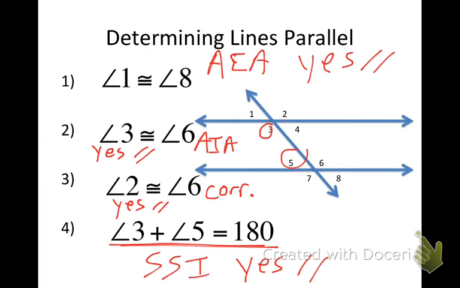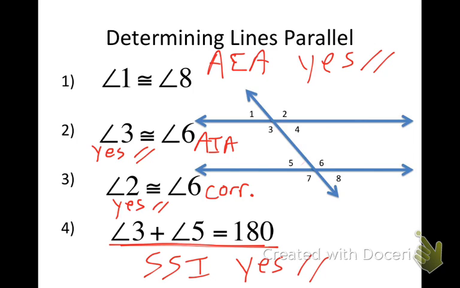Okay? Now all these are yes, and you're like, well, when would I get a no? Well, think about it this way. What if I were to say angle 2 was congruent to angle 3? Does that mean my two lines are parallel? No. What type of angles are 2 and 3? Vertical angles. Does vertical angles say two lines are parallel? No. So that does not tell me that.